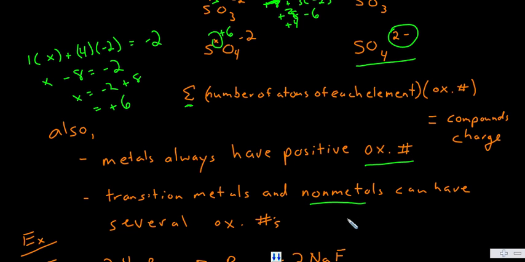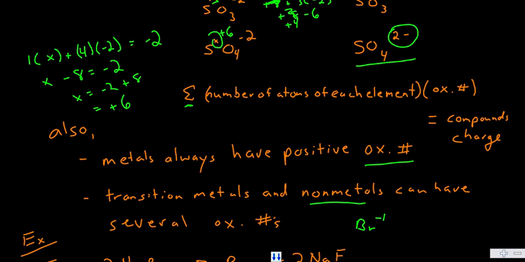So you're used to thinking that, say, bromine is minus 1, right? Well, in fact, it can have several oxidation numbers, positive and negative. It can range between, I think, positive 7 and minus 7. It's really going to blow your mind.